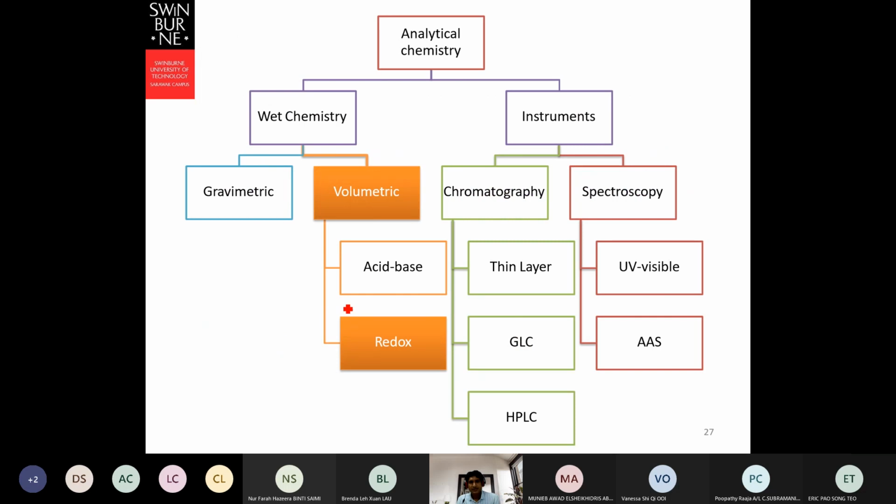So now we were in volumetric analysis. We have seen the acid base. Just now we saw the redox. Next time we'll see chromatography, next week.